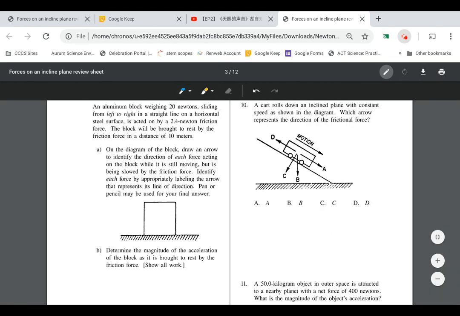Number 8. So first, part A, we need to draw the free body diagram. The weight, which is gravitational force, is 20 newtons. And then the normal force, which is the opposite force, is also 20 newtons. And the frictional force is 2.4 newtons. Okay? All right, that's just part A. There's nothing else acting on this block.